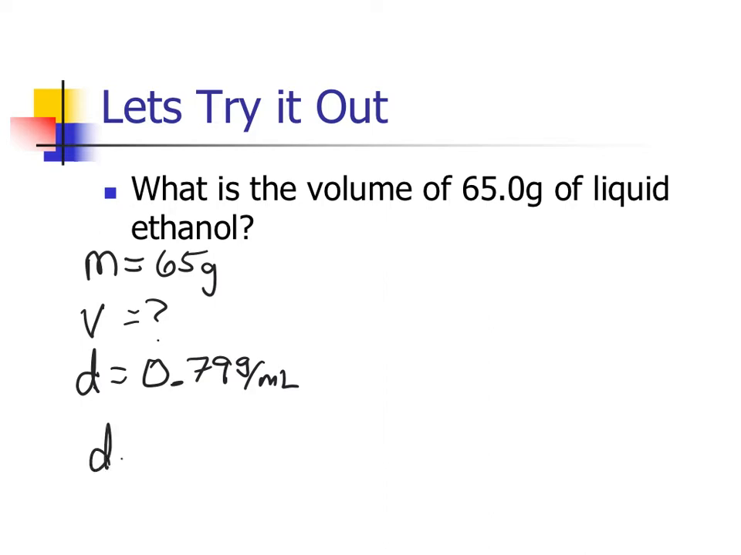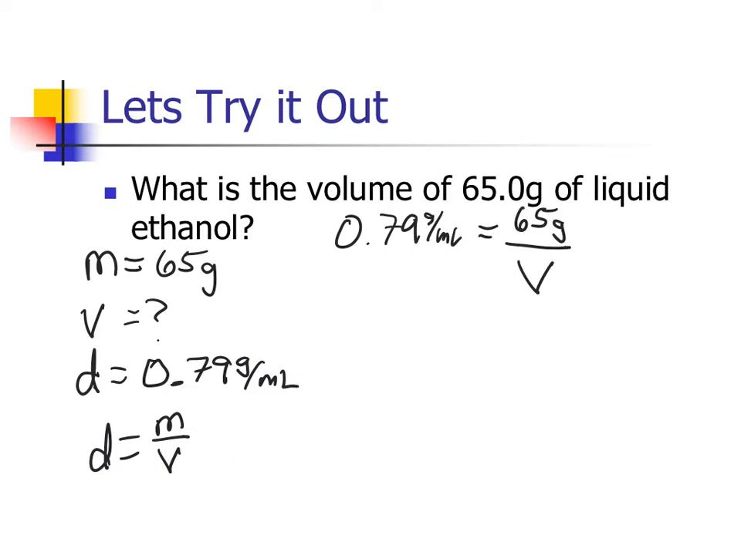Also, density is equal to mass divided by volume. Now, we put what we know in here, and that is 0.79 grams per milliliter is equal to 65 grams divided by volume.